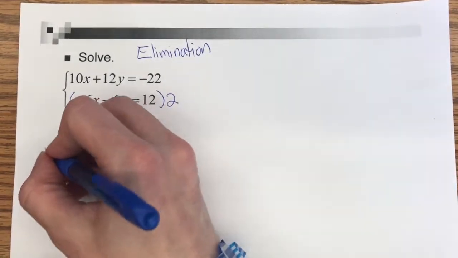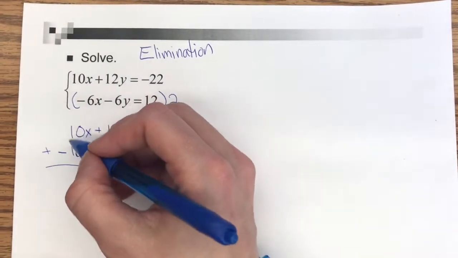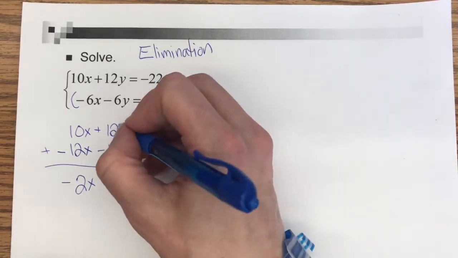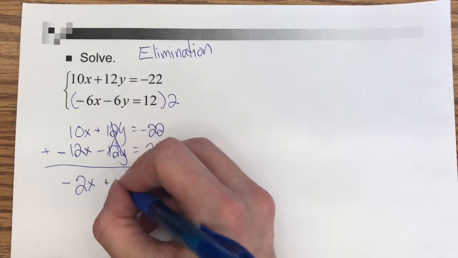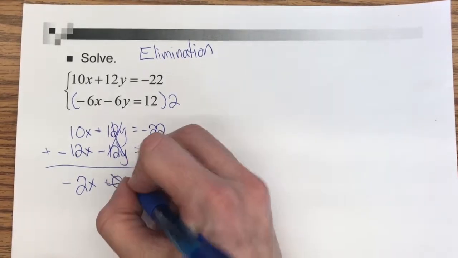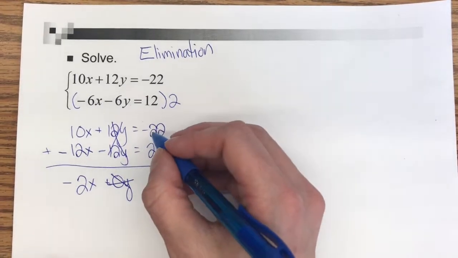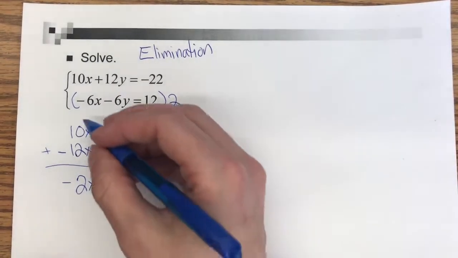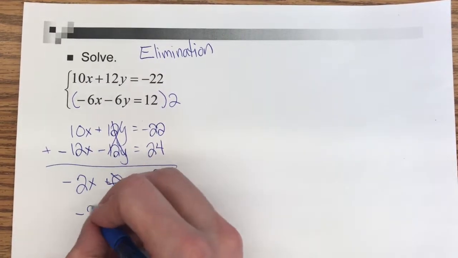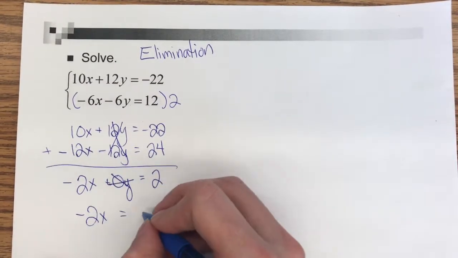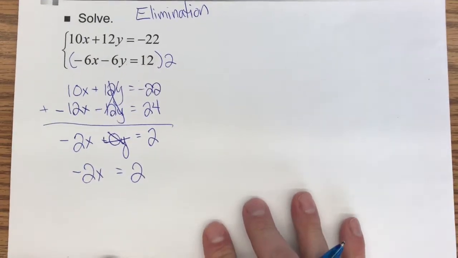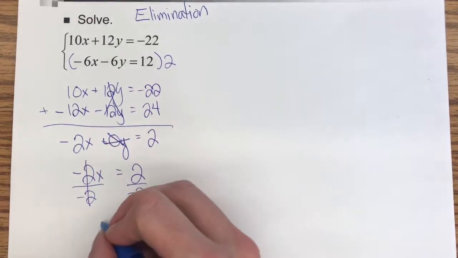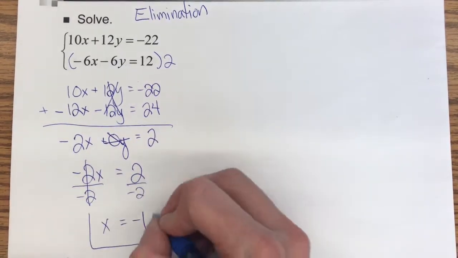Now what we do is we add both lines. 10x plus negative 12x is negative 2x. The 12y's go away, so plus 0y, which means I don't really need it. Negative 22 plus 24 is positive 2. So after adding both lines, I have negative 2x plus nothing equals 2, and it's just a simple one-step equation. Divide both sides by negative 2, x equals negative 1. Halfway done.